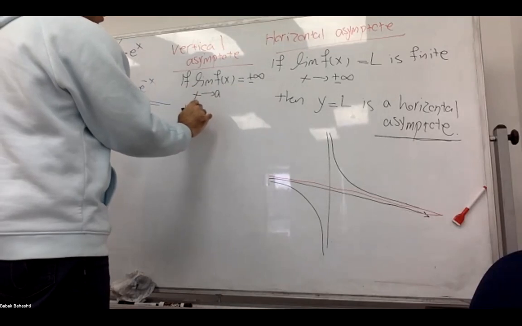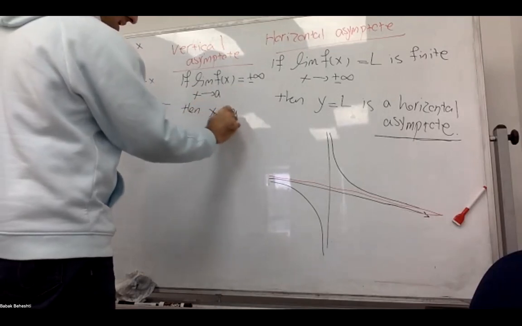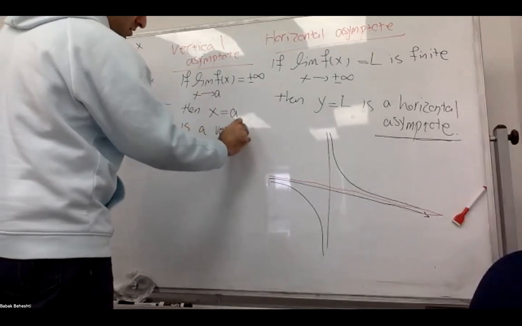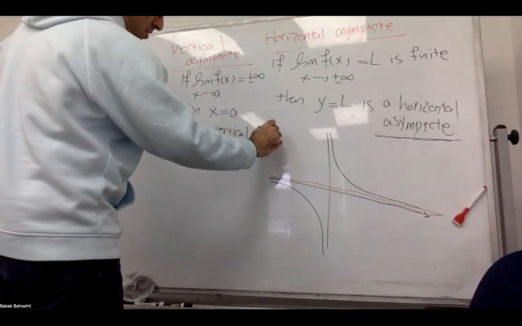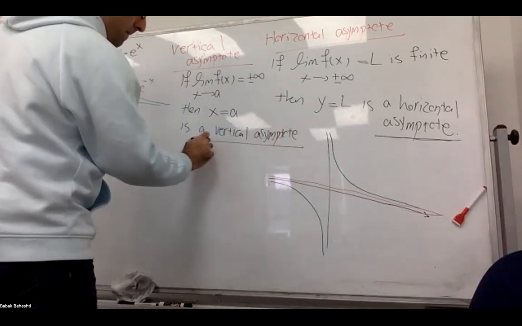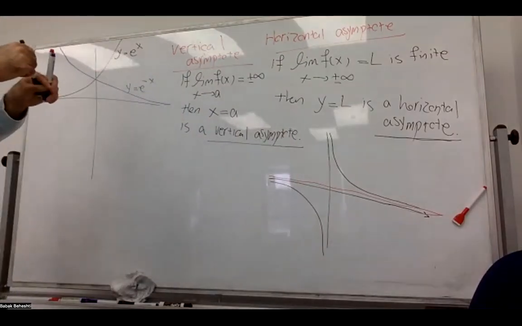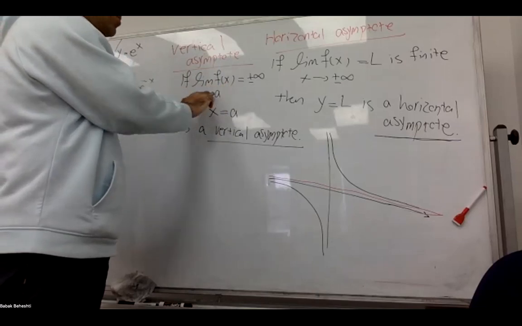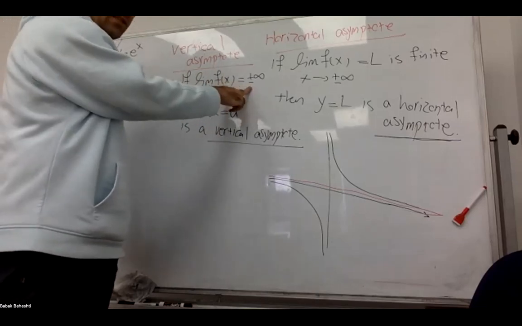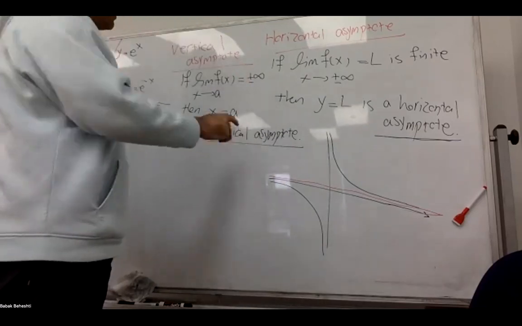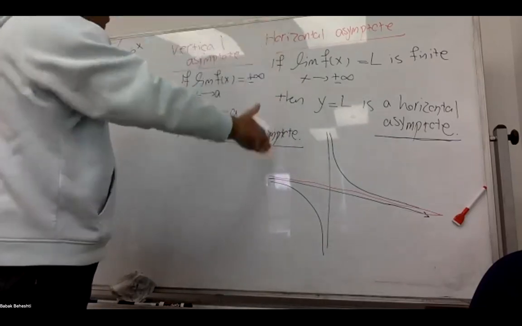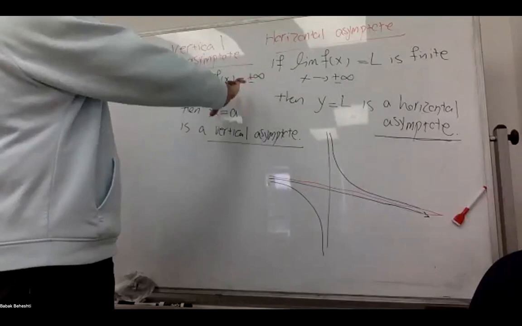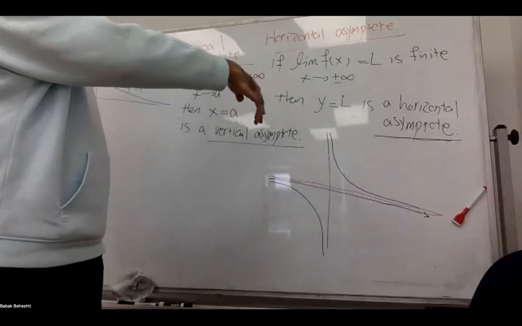then x equal to a is a vertical asymptote. So if limit of f of x, x goes to some number like a, is infinity, it could be plus or minus infinity, then x equal to a, because x equal to a is a vertical line, is a vertical asymptote. So look at the difference between the horizontal and vertical asymptote.